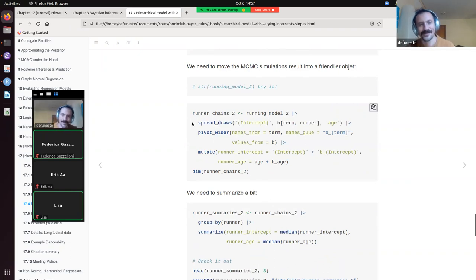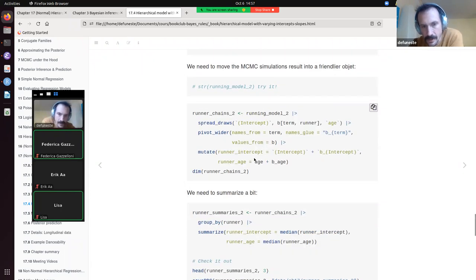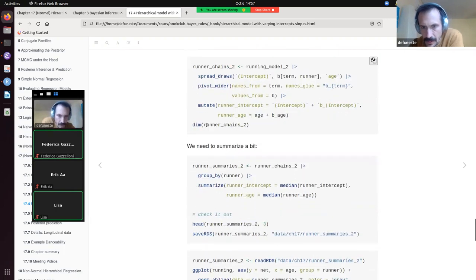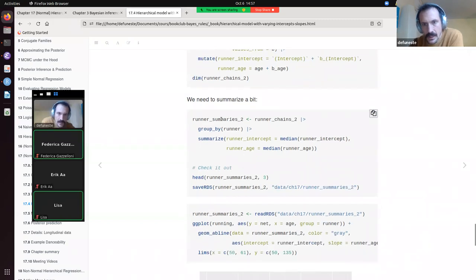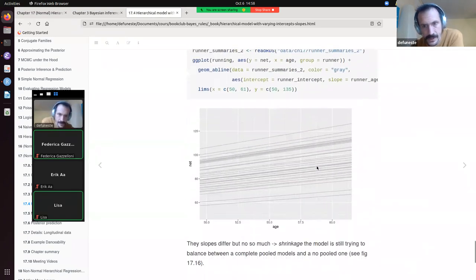This gives you a 36 by 20,000 row object. So it's big. I have not run it because it's too slow. That's why it doesn't display the dimensions of the object. So I summarized it, saved it, and then loaded it for us because it took too much time. This is the result we get. This is the median, by the way.